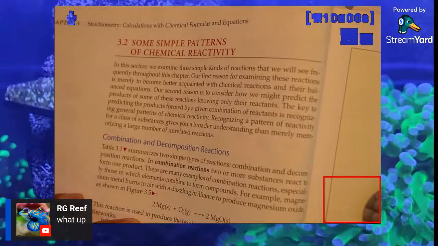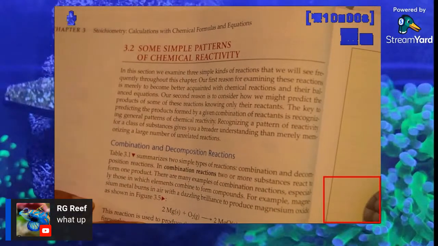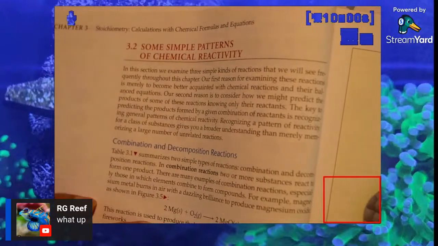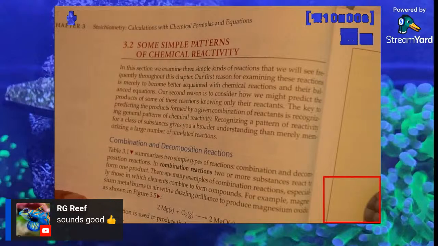All right, so I'm gonna try to read this. I'm trying to get comfortable because I'm in a weird position trying to do this. RG Reef, thank you. Sounds good.